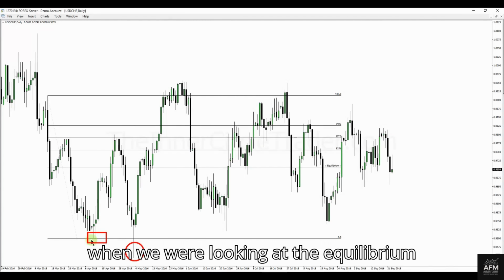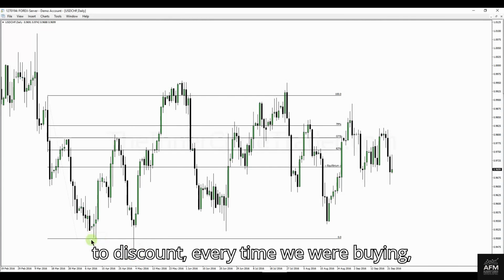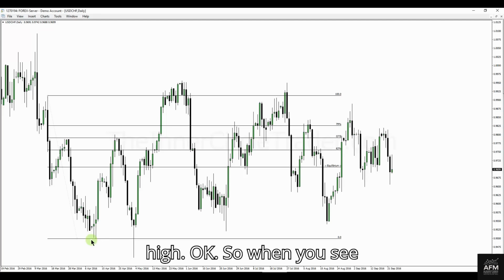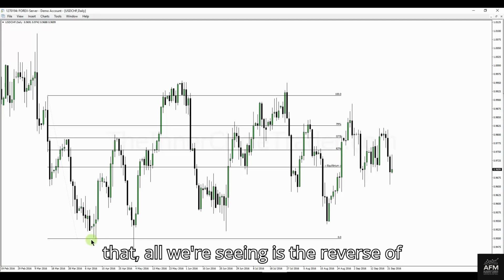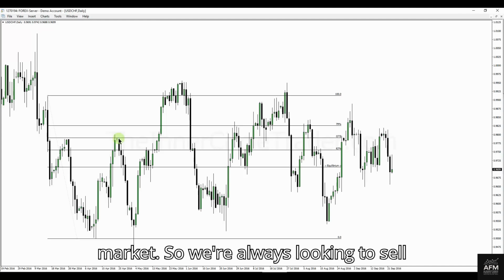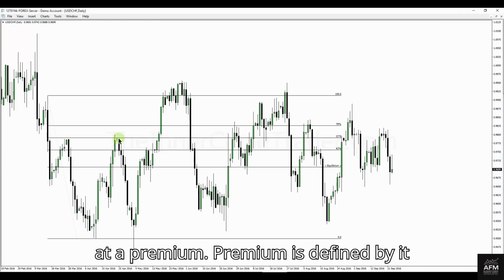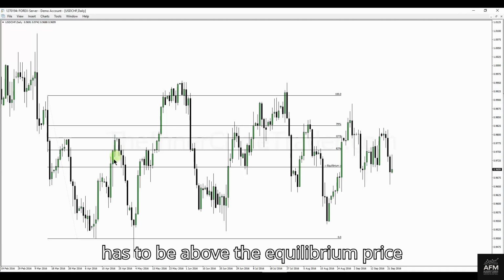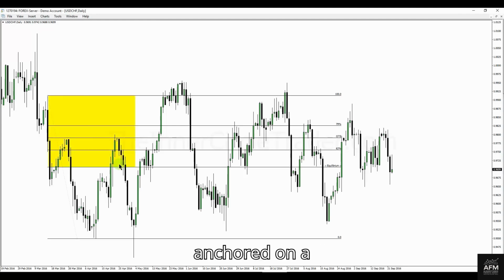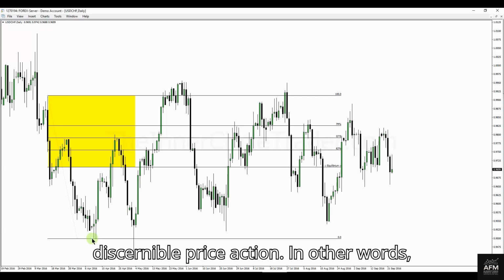Remember, when we were looking at the equilibrium to discount, every time we were buying, we were taking profits above an old high. Okay, so when you see that, all we're seeing is the reverse of that in the equilibrium versus premium market. So we're always looking to sell at a premium. Premium is defined by, it has to be above the equilibrium price point or 50% level of the Fibonacci, anchored on a swing of clear, discernible price action.